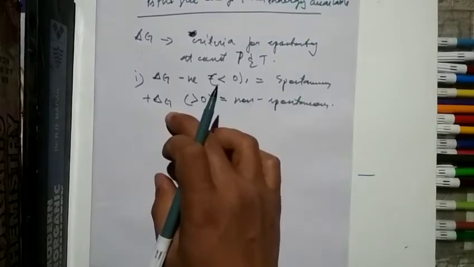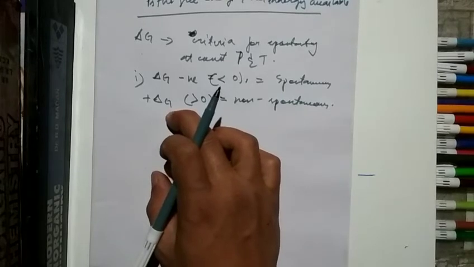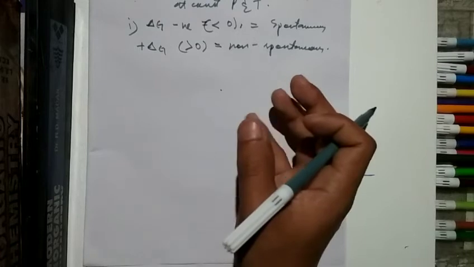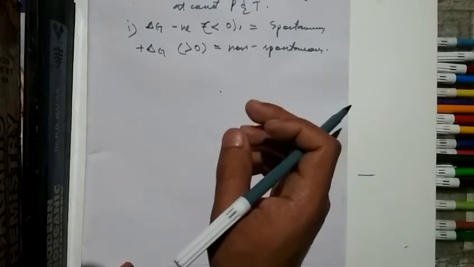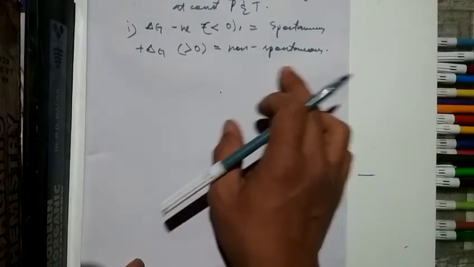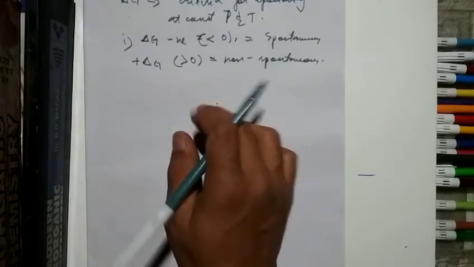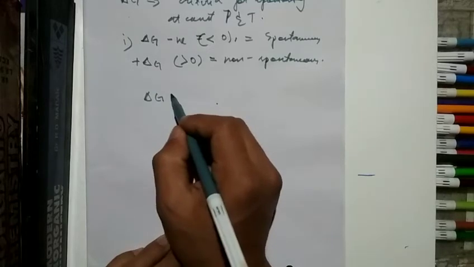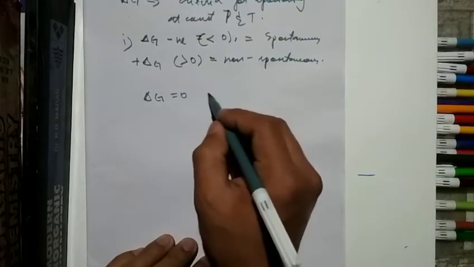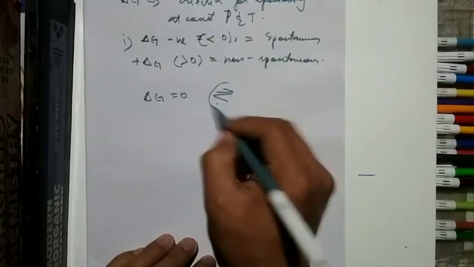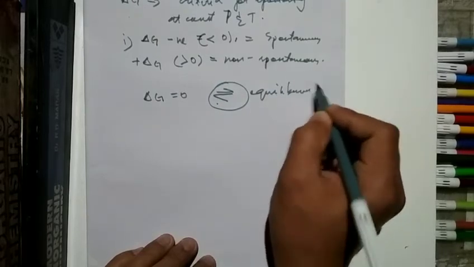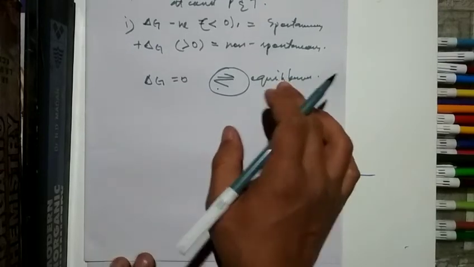So through this delta G, or change in Gibbs energy, we can determine whether a process is spontaneous or non-spontaneous. And if delta G is equal to 0, that means it is in equilibrium, or the process is at equilibrium.